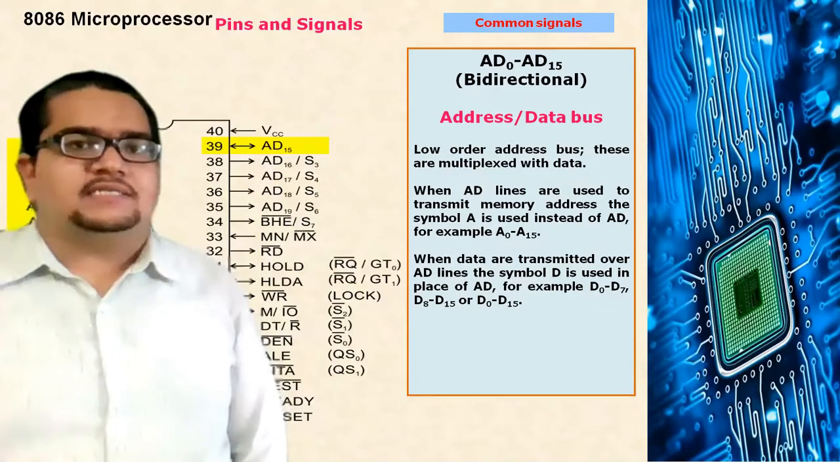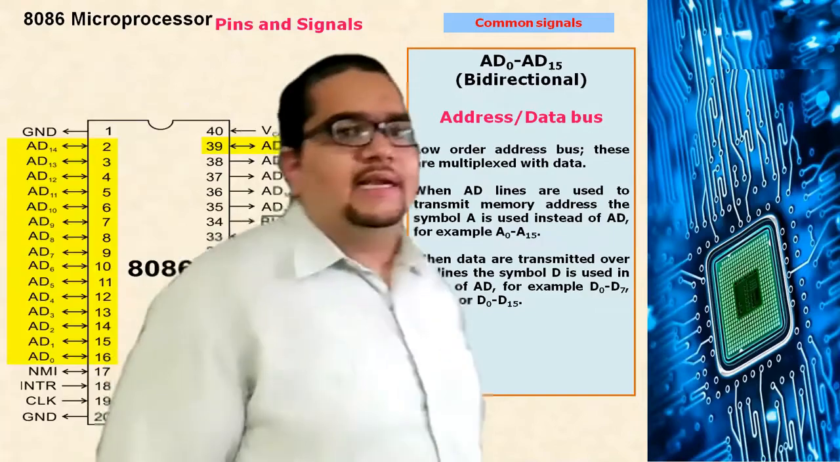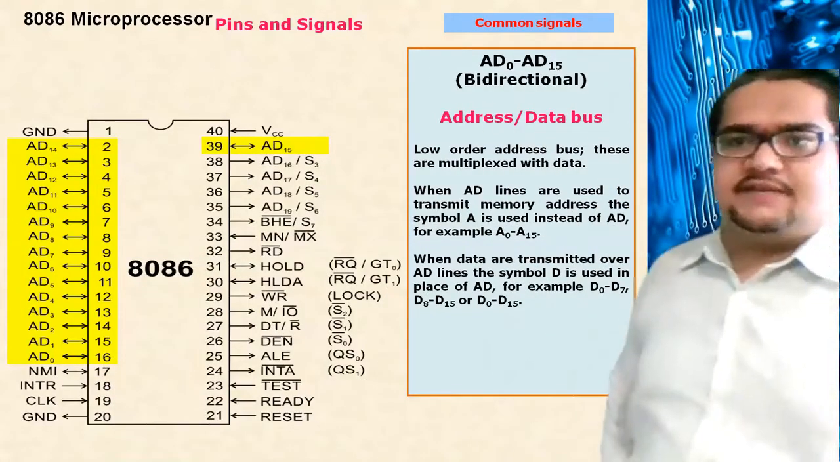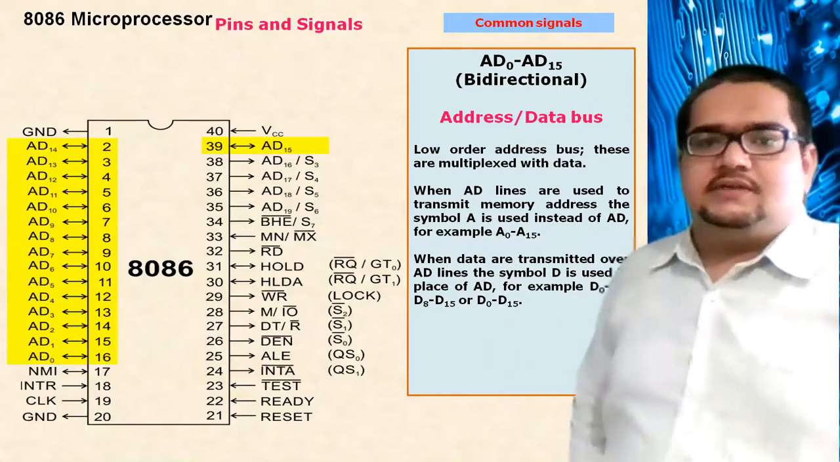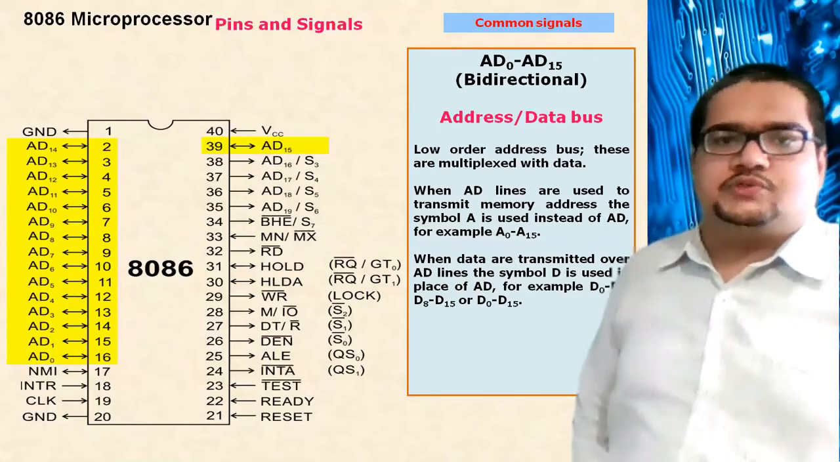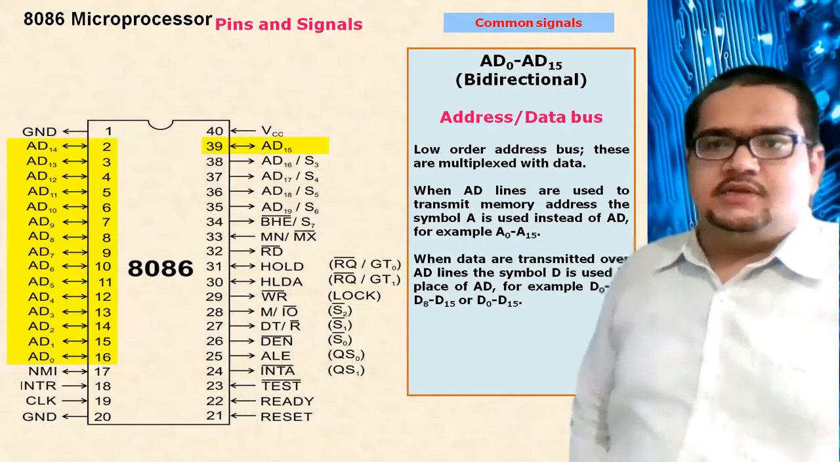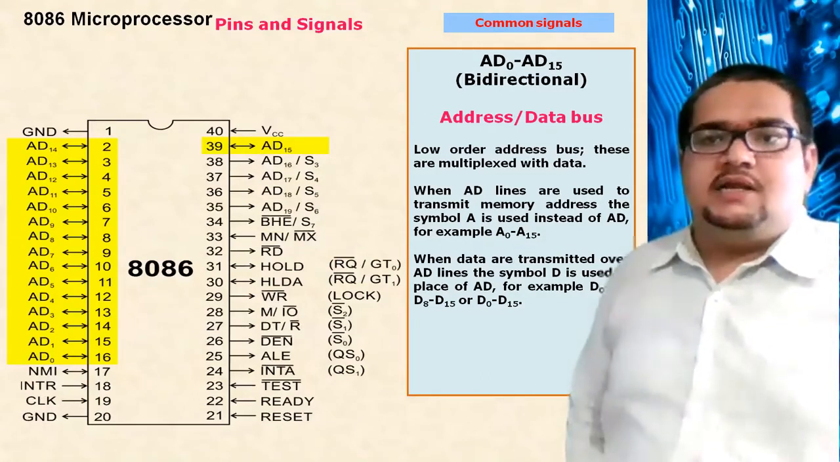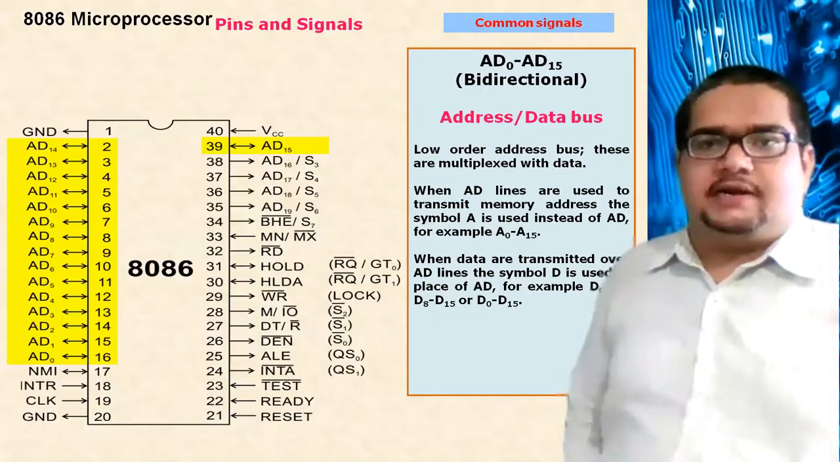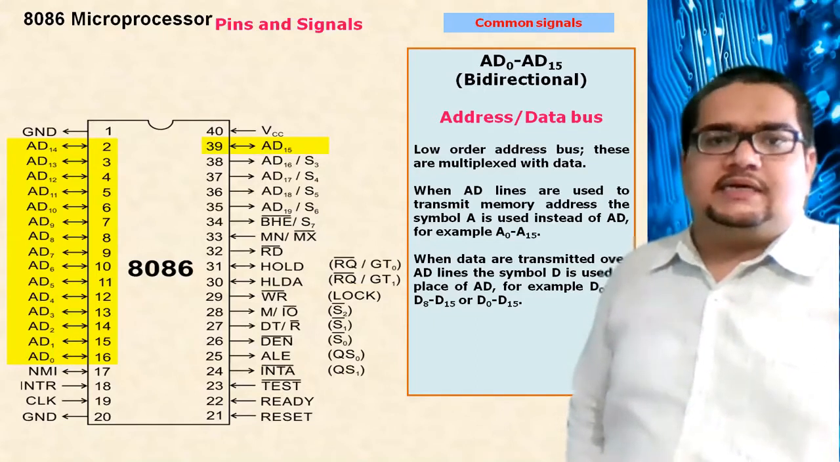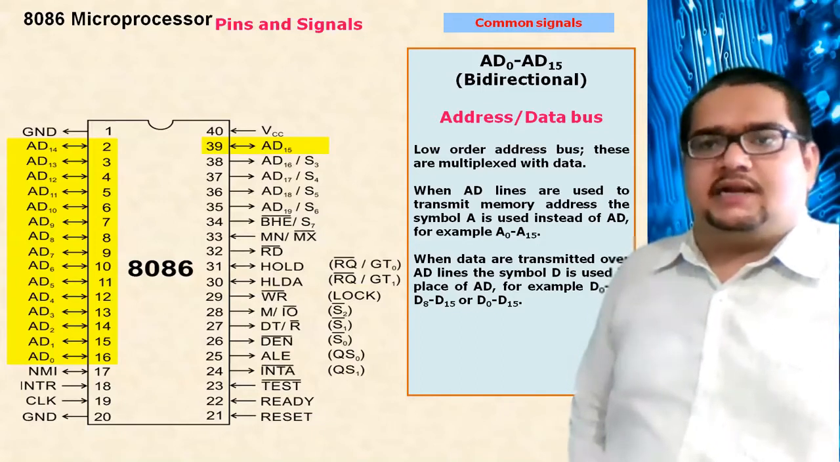We have the address and data lines, AD0 to AD15, then address lines 16, 17, 18, 19. These are pin numbers 2 to 16, then pin number 39. These are the AD0 to 15 lines: 16 bits of data bus and the lower 16 bits of address bus. The upper 4 bits of the address bus are A16, 17, 18, 19.